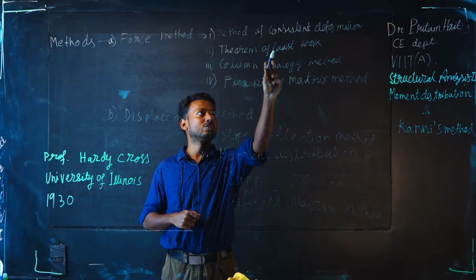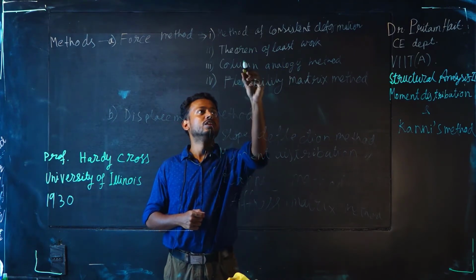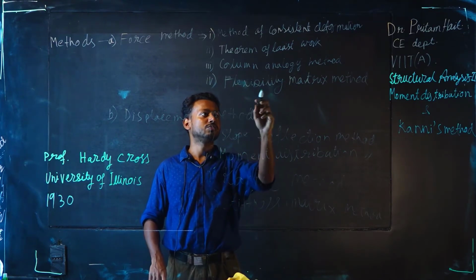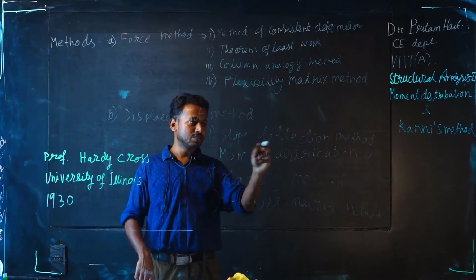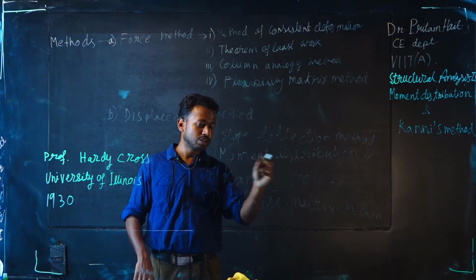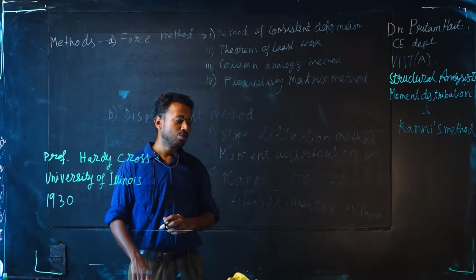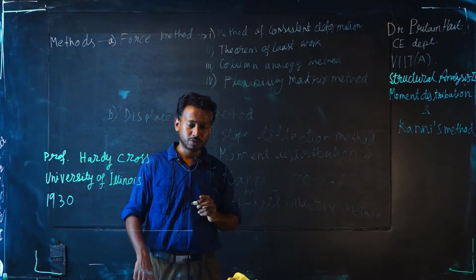So in force method, there are four methods available. First one is method of consistent deformation, second one is theorem of least work, third one is column analogy method, and fourth one is flexibility matrix method. Okay. In displacement method, slope deflection method, moment distribution method, Kani's method and stiffness matrix method. So we will use only moment distribution method in this chapter.